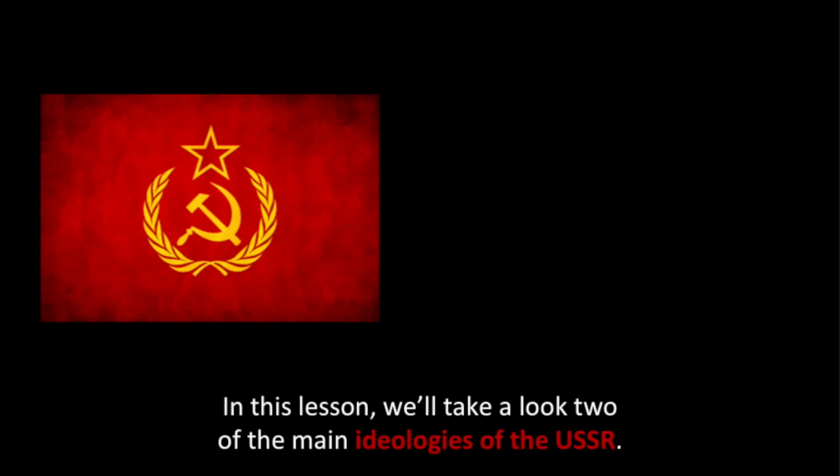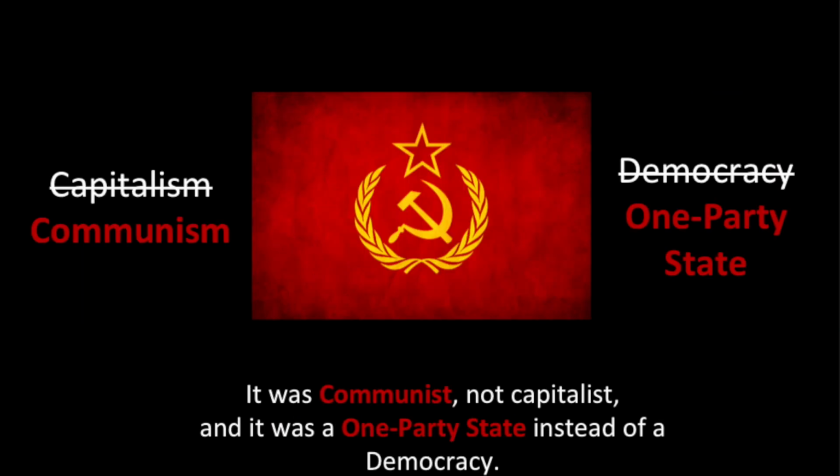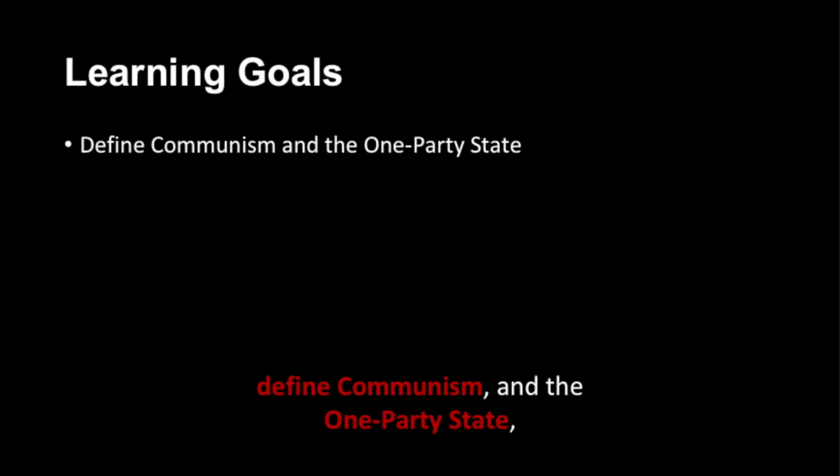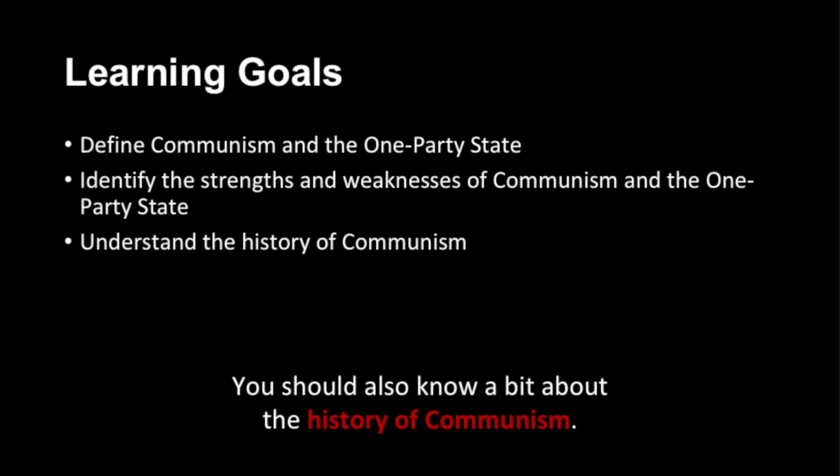In this lesson, we'll look at two of the main ideologies of the USSR. The USSR was the USA's main rival throughout the Cold War. It was communist, not capitalist, and it was a one-party state instead of a democracy. By the end of the lesson, you should be able to define communism and the one-party state, and be able to identify the strengths and weaknesses of these two systems. You should also know a bit about the history of communism.